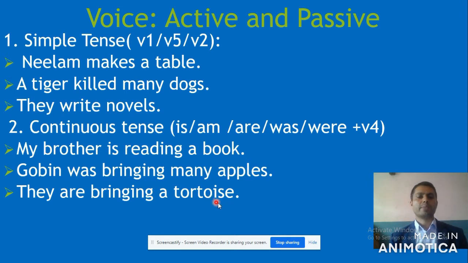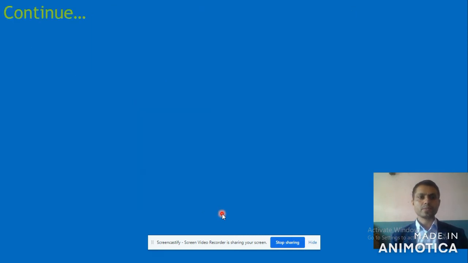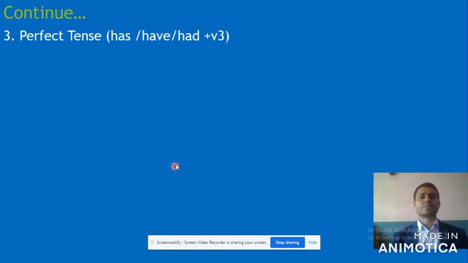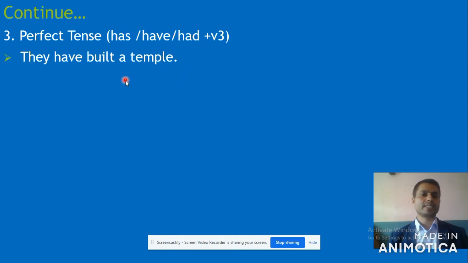Well, my dear students, now after knowing simple tense and continuous tense, let's jump to category number 3. Category number 3 is perfect tense, either present perfect or past perfect. Has or have plus verb 3 is present perfect, and had plus verb 3 is past perfect, right? So under this category, let's have a look at some example sentences.